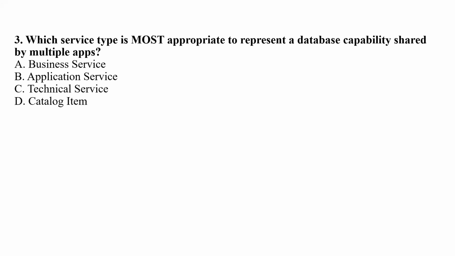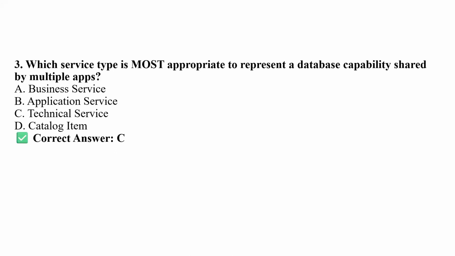Next question. Which service type is most appropriate to represent a database capability shared by multiple apps? Option A, business service. Option B, application service. Option C, technical service. Option D, catalog item. The correct answer is option C, technical service. Why is technical service correct?